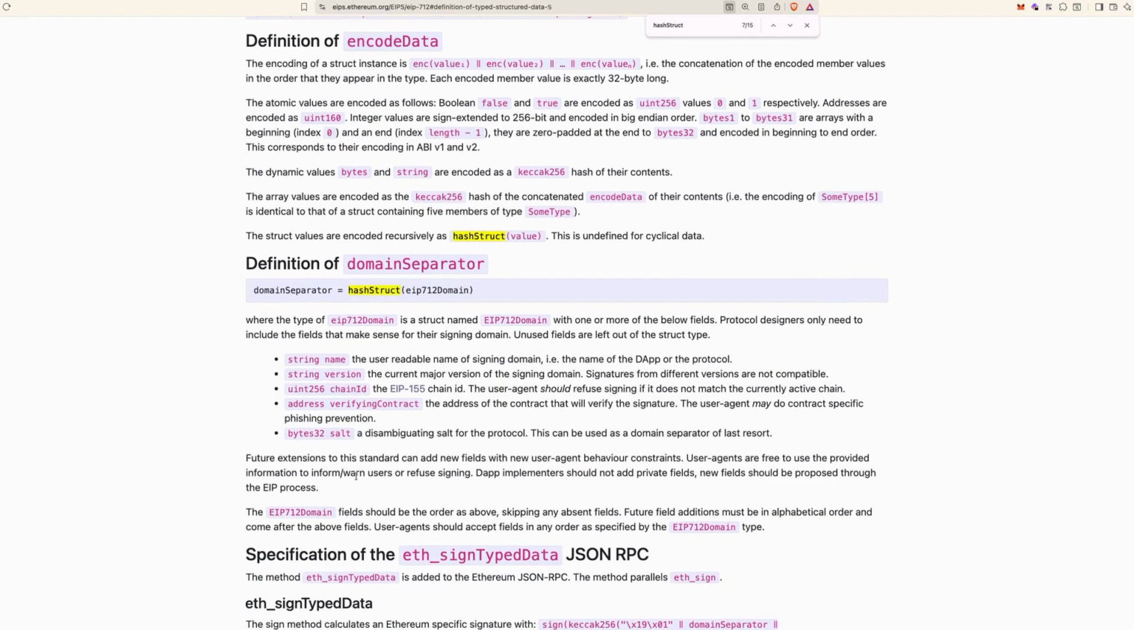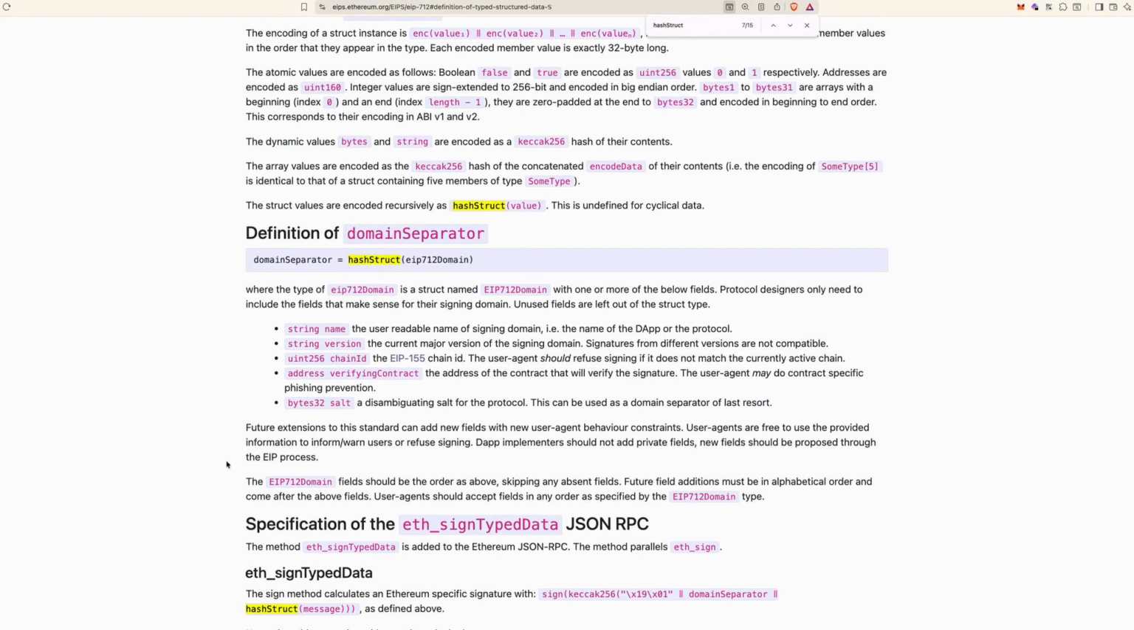The future extension to this standard can add new fields with new user agent behavior constraints. User agents are free to use the provided information to inform or warn users or refuse to sign. DApp implementers should not add private fields. New fields should be proposed through the EIP process. Fields should be in the order as above, skipping any absent fields. Future field additions must be in alphabetical order and come after the above fields. User agents should accept fields in any order as specified by the EIP-712 domain type.